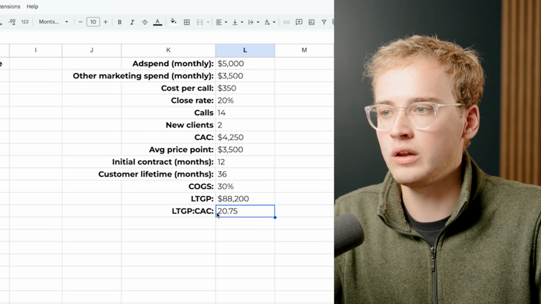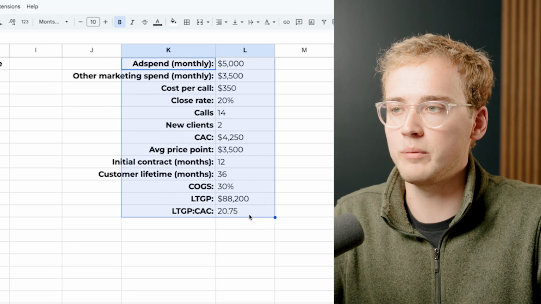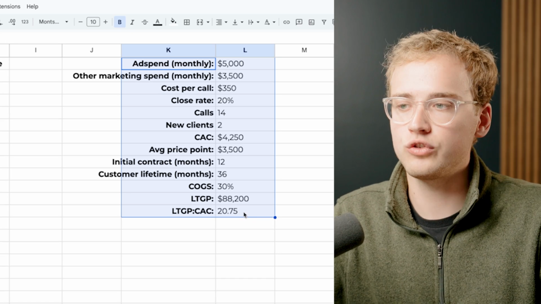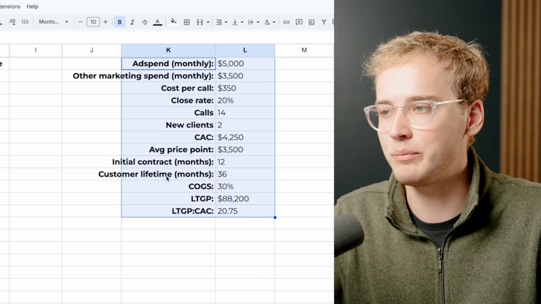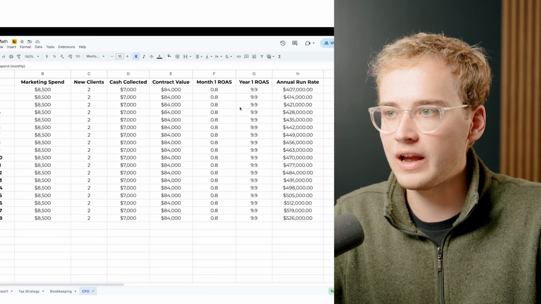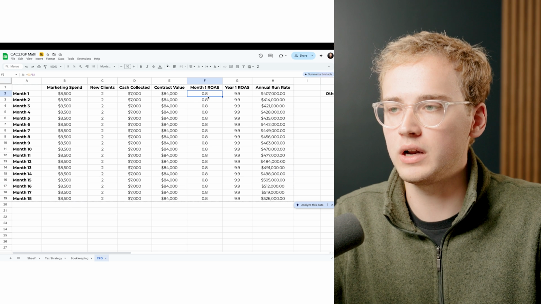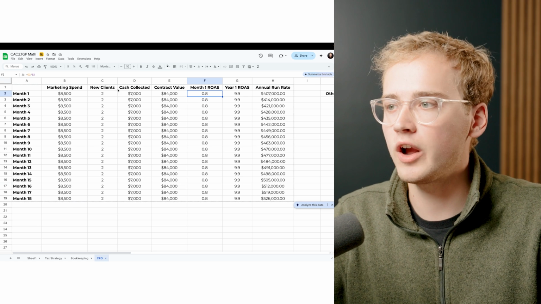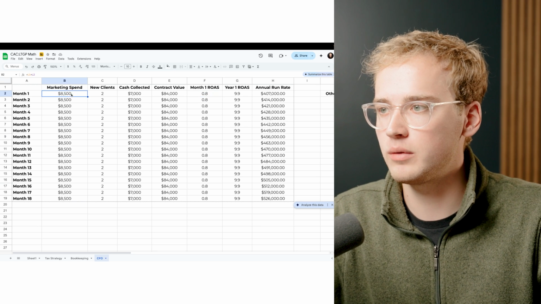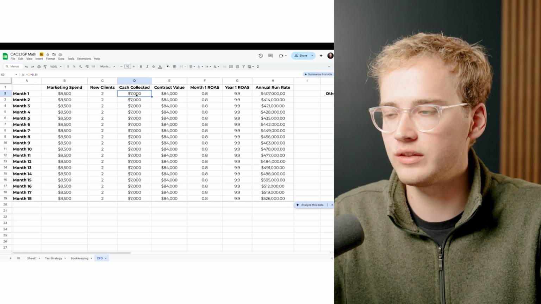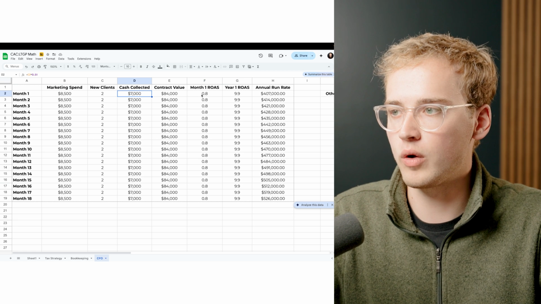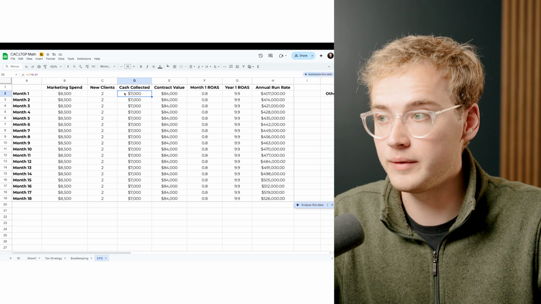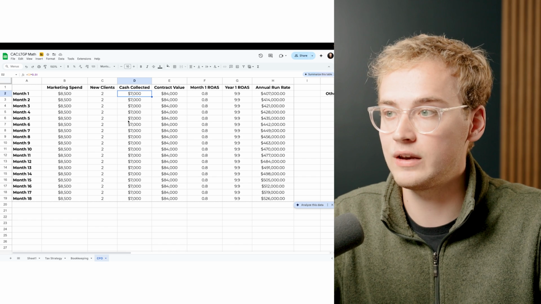Okay. So long-term, you can see these are amazing numbers, right? The long-term play here, this is fantastic. But the short-term play, as you can see, again, we're losing money month 1. So that's not great. What can we do to fix that? We're spending $8,500 a month and we're collecting $7,000 a month. How can we get this up to the point where we actually have profit month 1 that we could potentially reinvest back into our marketing?